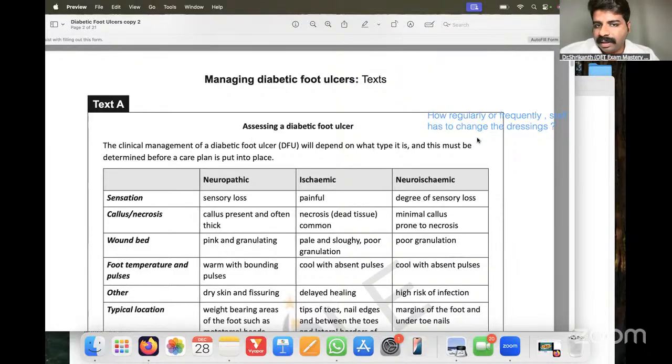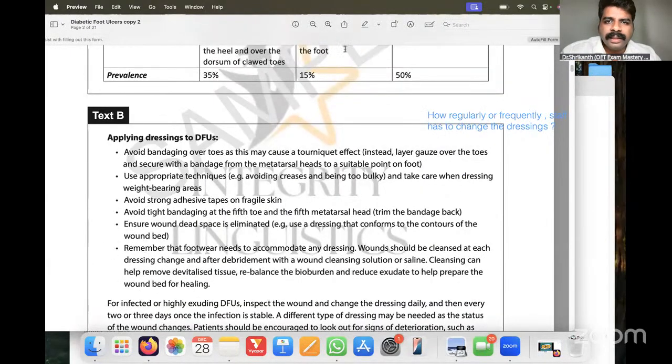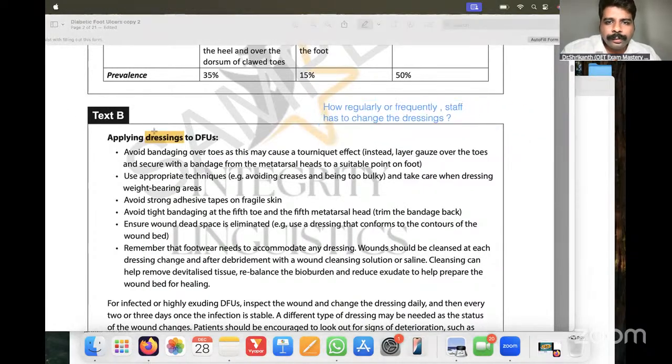Here, the question is asking me how frequently they have to change the dressings. Now, my intuition is telling me yes, it could be in text B, because what do you see in text B? See, dressings over here. Applying dressing. That is exactly what we are looking for. Dressings are the keyword over here, and we need to find how regularly they have to change the dressings. So my intuition is telling me that it could be in text B. It is not going to be anywhere else.